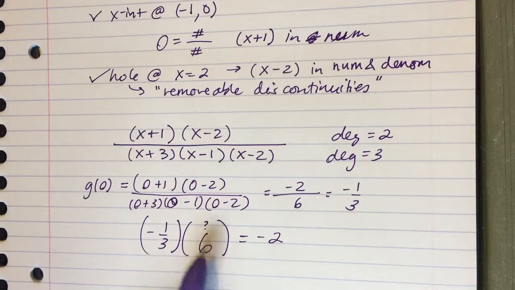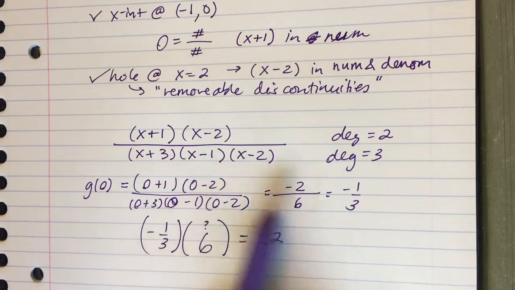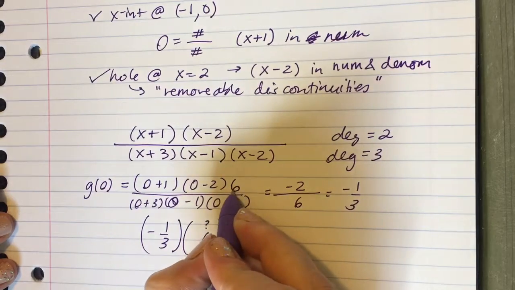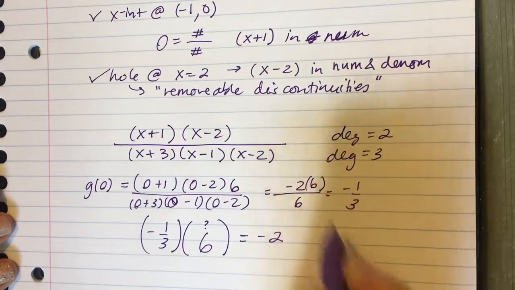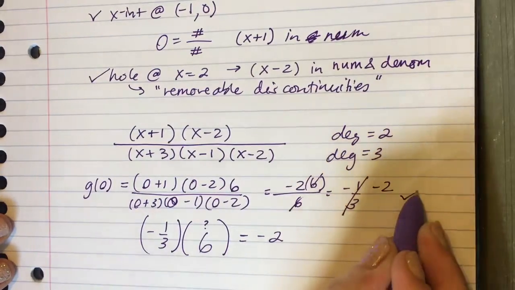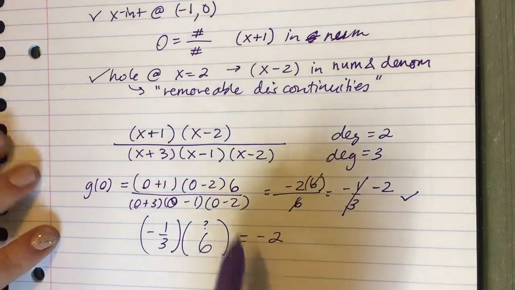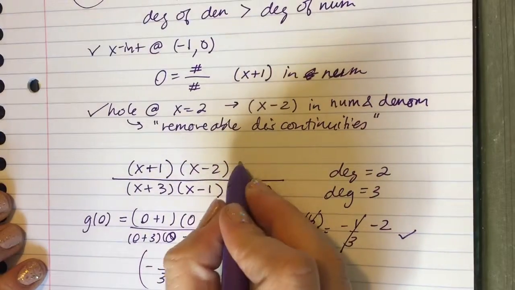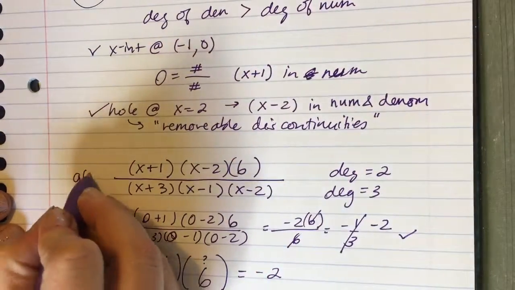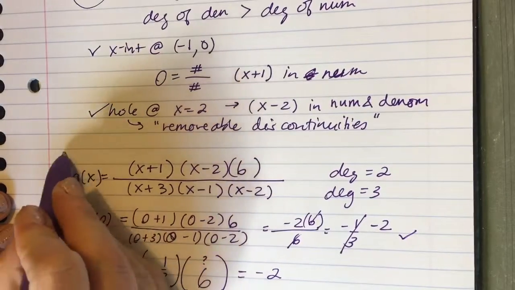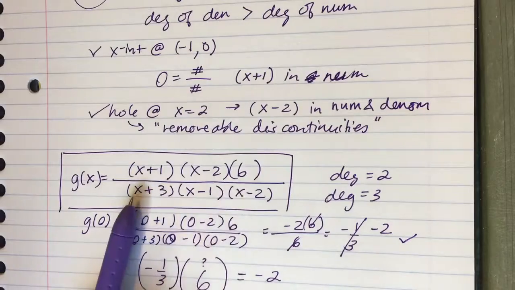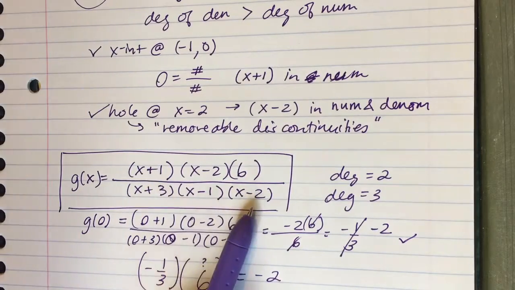So if we multiply the numerator by 6, we know this is actually going to end up changing. Let's go ahead and just put it in there. 6 times negative 1/3. That 6 is going to cancel, and we actually just end up with negative 2, which is our goal. So go back up to the function we're working on here, and we just need to have a factor of 6 in the numerator. Usually we write it in the front, it doesn't really matter. So g of x is equal to 6 times (x plus 1) times (x minus 2) divided by (x plus 3)(x minus 1)(x minus 2).